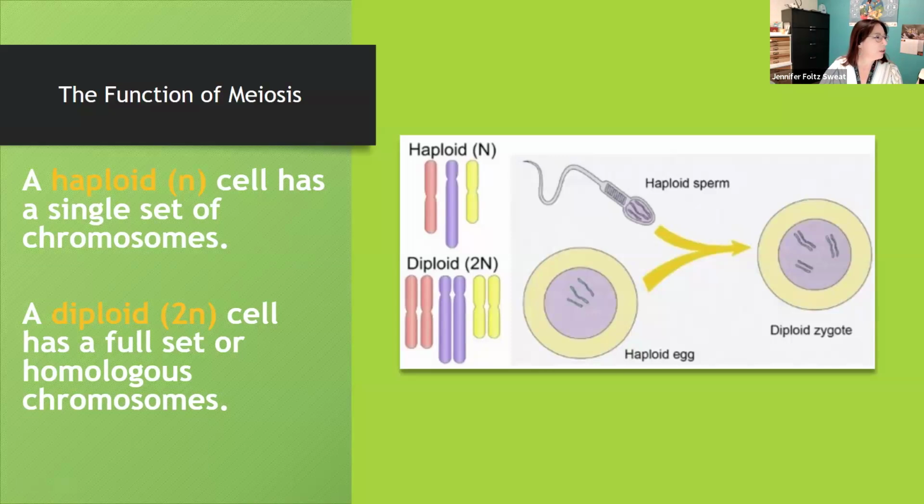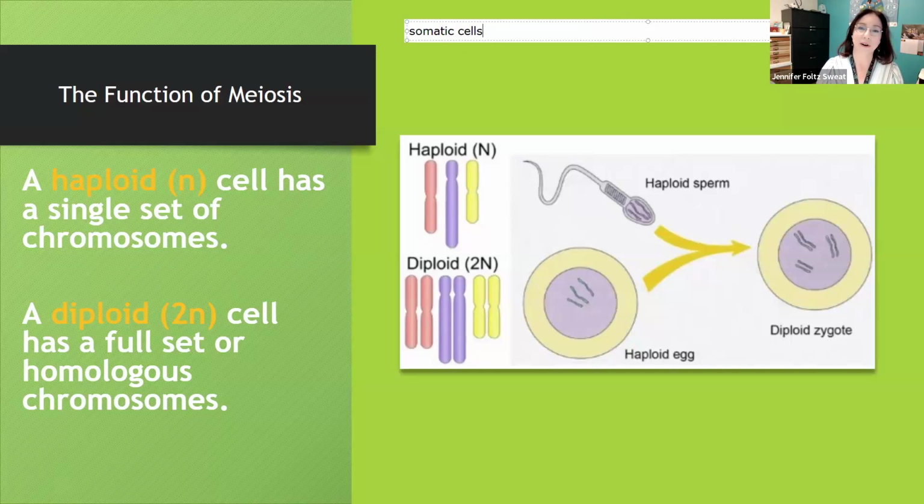Now, two other terms I want to give you here are somatic cells versus sex cells. Somatic cells are like your regular body cells, right? All the cells in your body except the ones that will make your gametes. Your sex cells undergo meiosis to produce gametes.